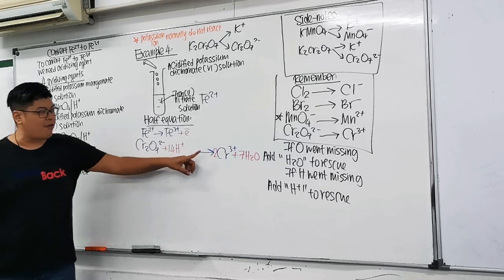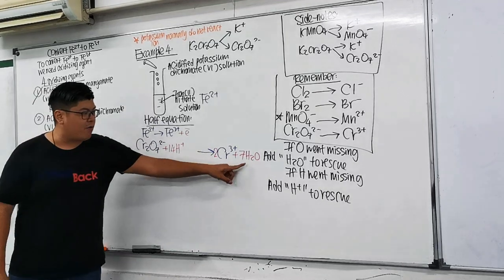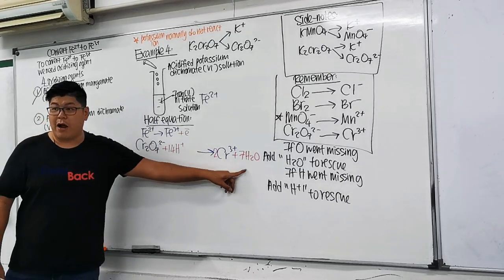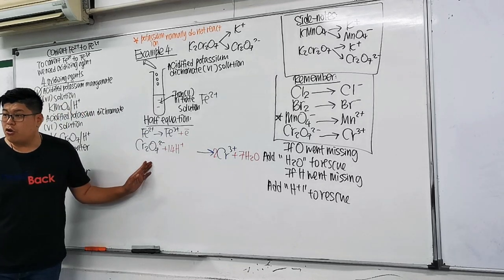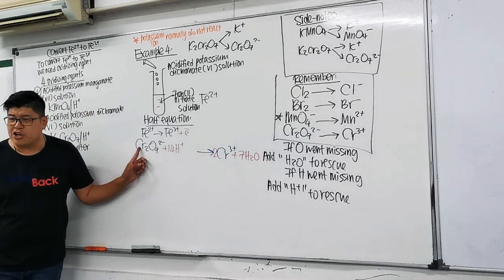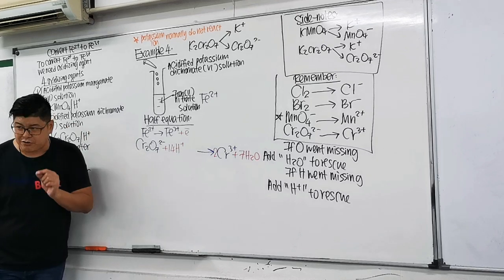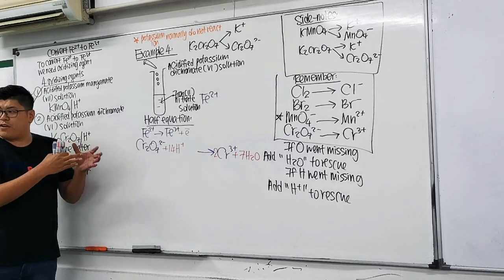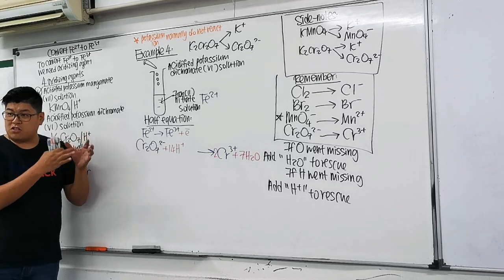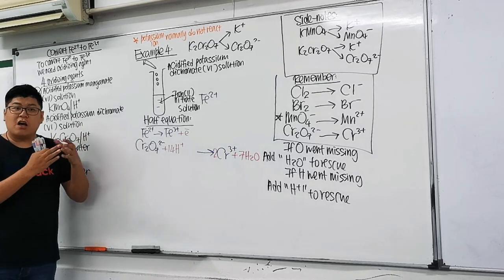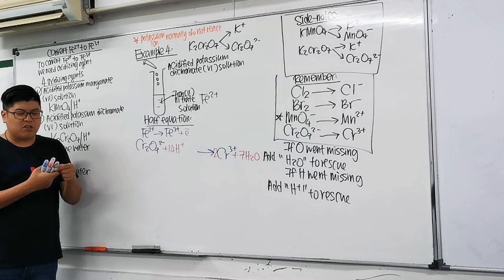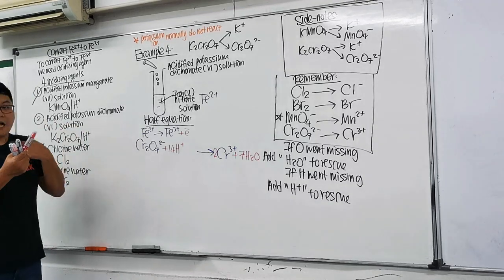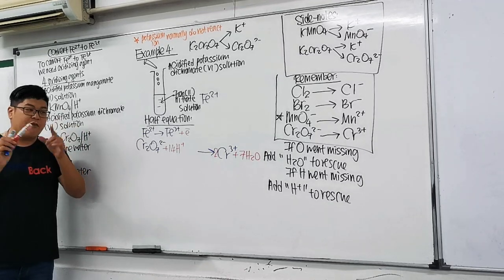You have 2 Cr on the left and right. You have 7 O on the left and right. You have 14 H on the left and right. Are we finished with this? Not yet. This is a half equation. A half equation needs electrons. As usual, I told you before, the amount of electrons is decided by what? Total charge. Can we count the total charge all together? Come on, let's count the total charge, guys.